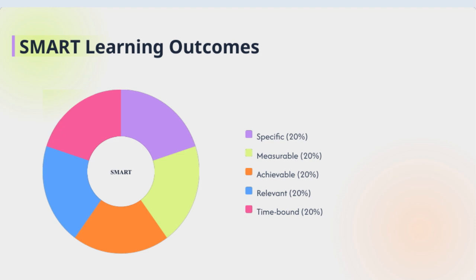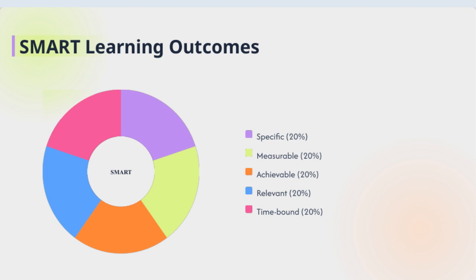Next, relevant, also 20%. The outcome should align with the overall goals and be meaningful to the learners and the context. Then, achievable, again 20%. It's important that the goal is realistic given the resources and time available, so learners can actually succeed. Following that, measurable, which makes up the next 20%. This means we can track progress and determine whether the outcome has been achieved, often through specific criteria or assessments.